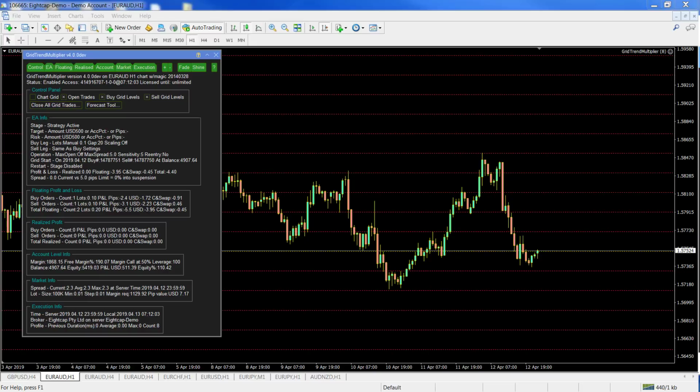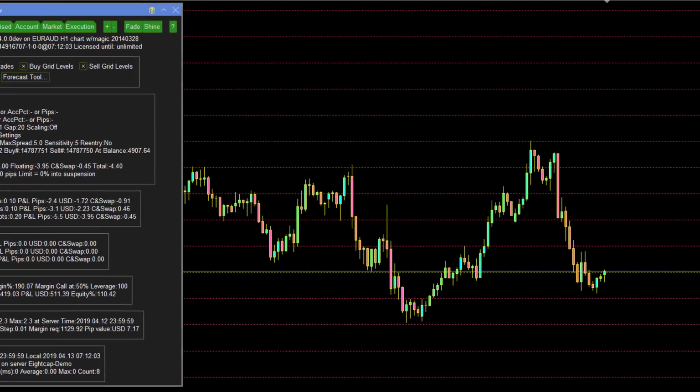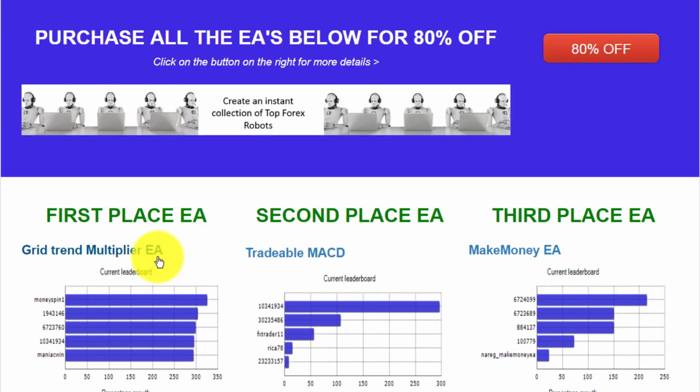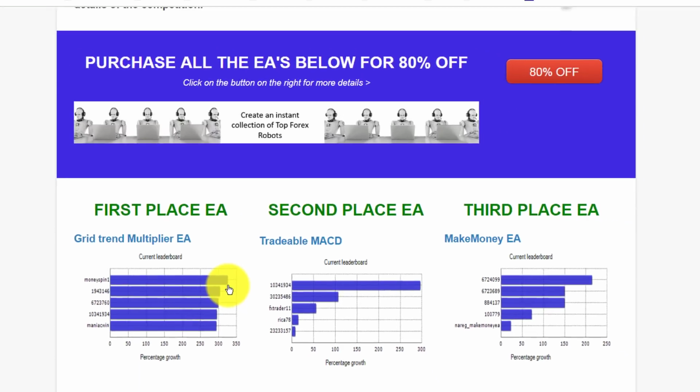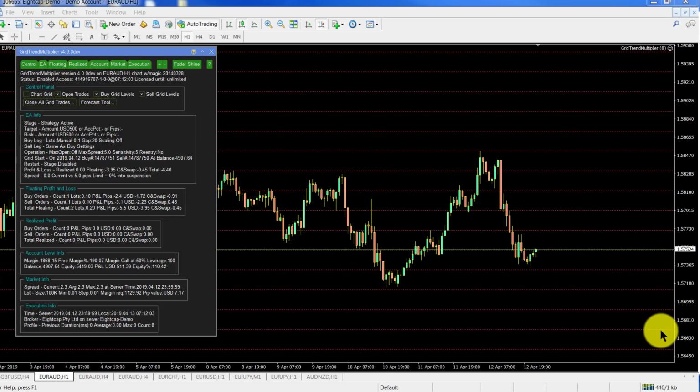We're going to look at some fantastic upgrades that have been made to the grid trend multiplier. The grid trend multiplier has been one of our most popular EAs and has been around for about 6 years. It has won numerous trading competitions, and the most recent one was earlier this year, where it generated over 300% return during the competition.